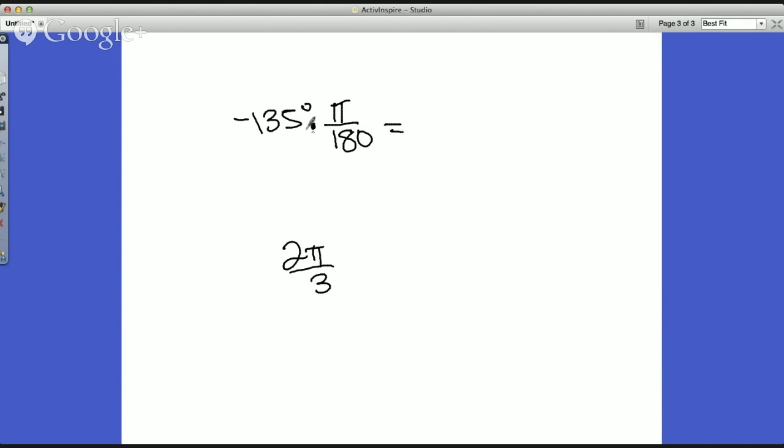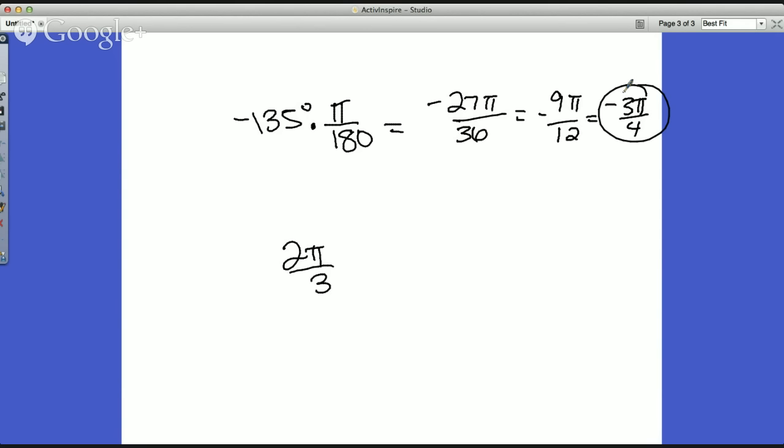If I simplify here and divide by 5 on both sides, I'd get negative 27 pi all over 36. Is there anything else that goes into this evenly? Yes, if I divide by 3, my answer is negative 9 pi over 12. Can I go any further? Yes, if I divide by 3 again, I get negative 3 pi over 4. So negative 135 is the same thing as negative 3 pi over 4. And remember, it says keep it in terms of pi.